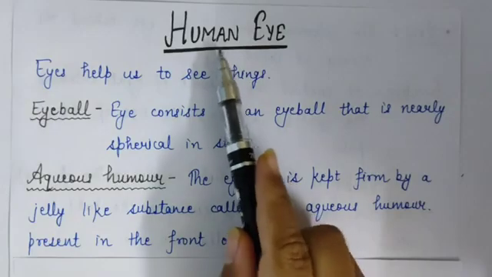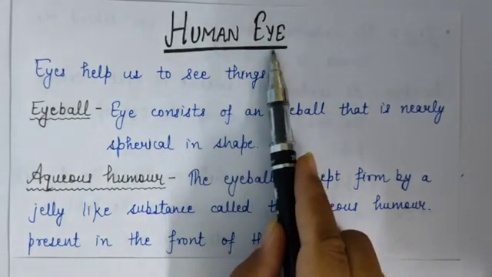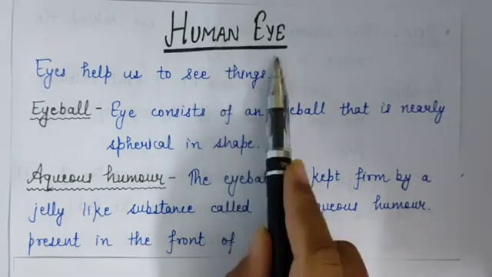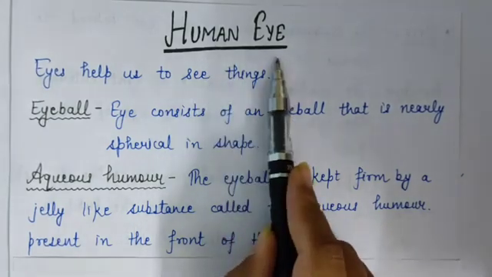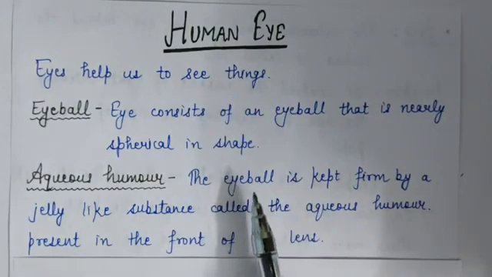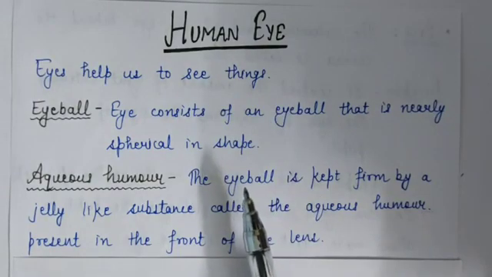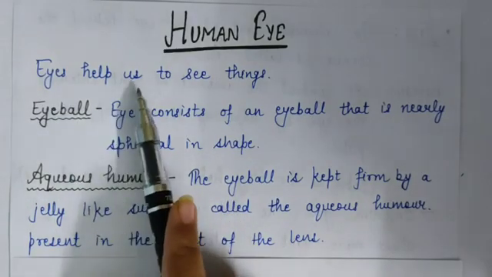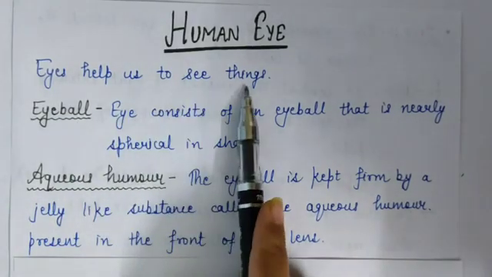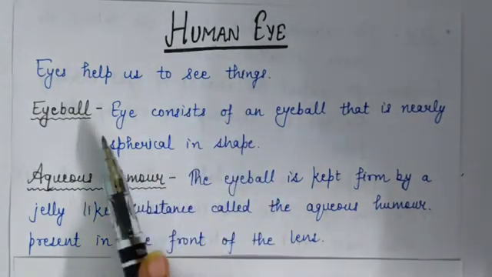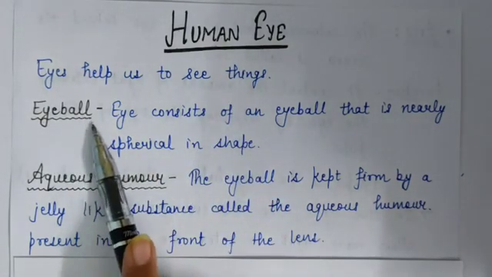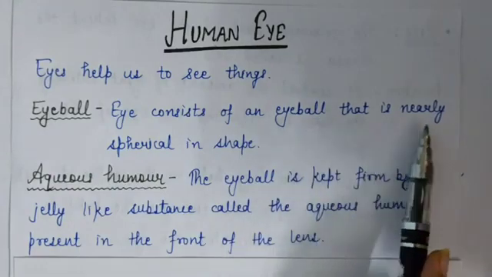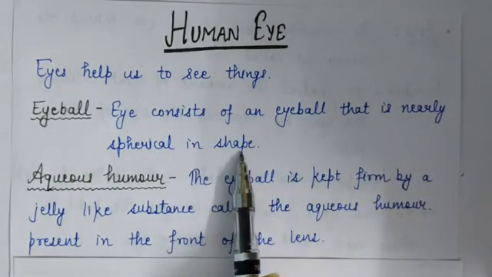Now our next topic is the human eye. So in this topic we will discuss the various parts of the eye and the working of the eye. We know that eyes are the most precious and valuable gift given to us by nature, and eyes help us to see things. And the eye consists of an eyeball that is nearly spherical in shape.